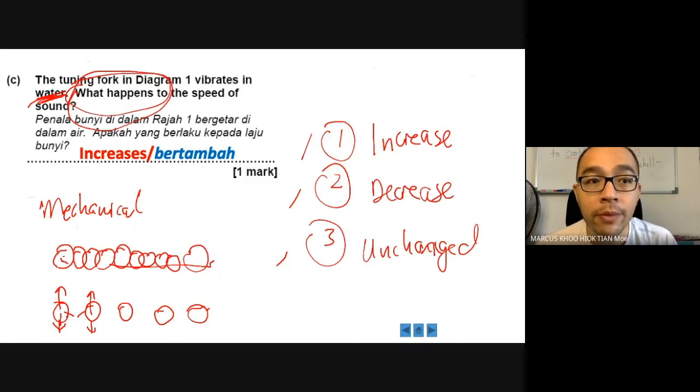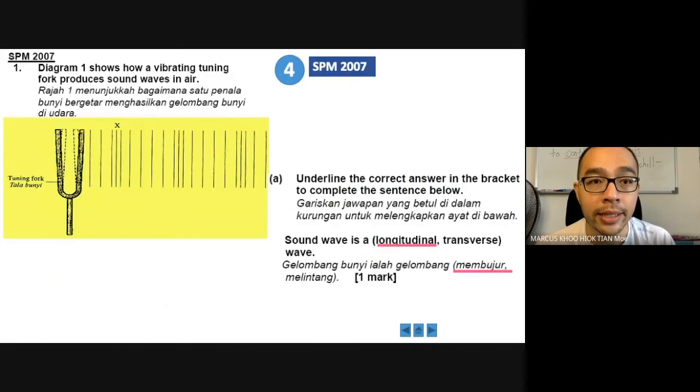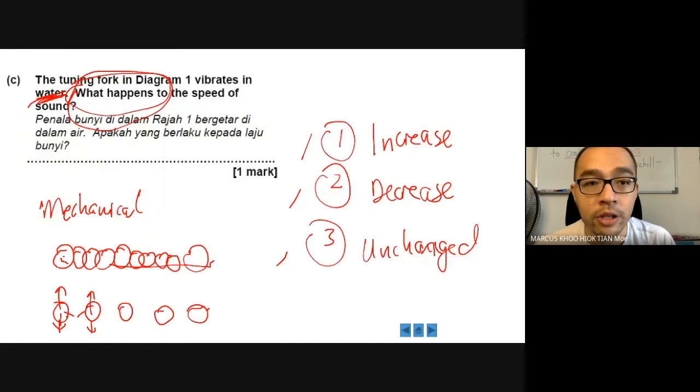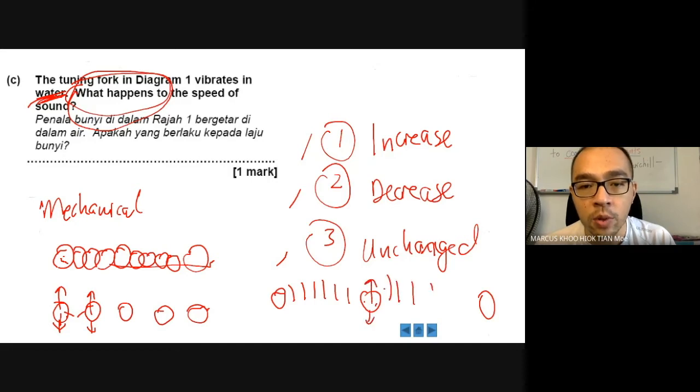Now, if you compare it with the air, what is the arrangement of the molecules in the air like? The molecules in the air are much further apart. So it is going to take some time for the sound waves to reach this one, and then after this one will vibrate, and then this one.